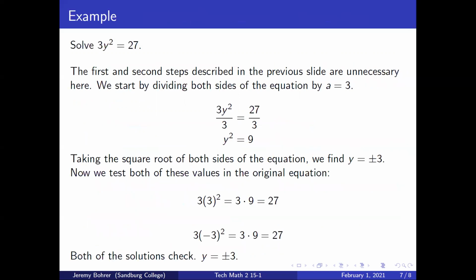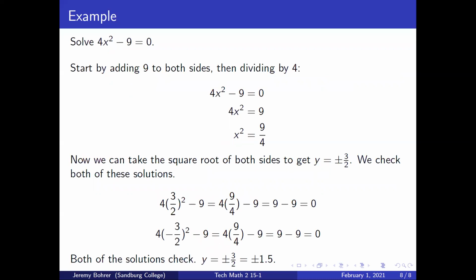For example, solve 3y squared equals 27. The first and second steps described in the previous slide are unnecessary here. We start by dividing both sides of the equation by a equals 3. 3y squared divided by 3 equals 27 divided by 3, so y squared equals 9. Taking the square root of both sides of the equation, we find y is equal to plus or minus 3. Now we test both of these values in the original equation. 3 times 3 squared equals 3 times 9, which is 27. 3 times negative 3 squared equals 3 times 9, which is 27. Both of the solutions check, so y is equal to plus or minus 3.